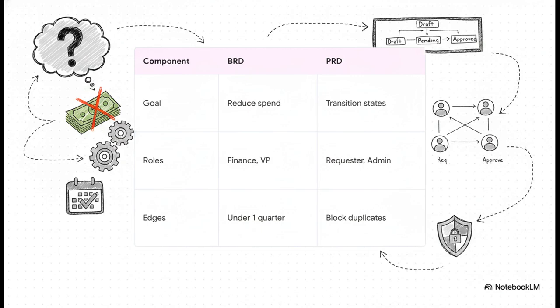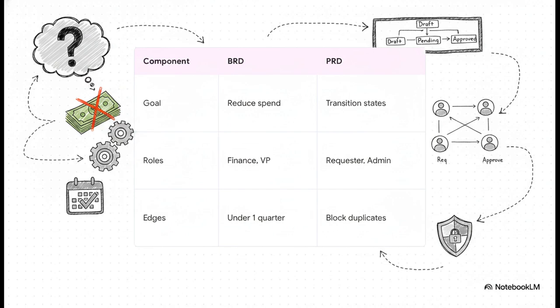In the BRD, remember that's the why, the goal is to reduce unauthorized project spend. The stakeholders are finance, the VP of engineering, and product. The constraint? It must be completed within 1 quarter. Now let's look at the PRD, the how, for that exact same initiative.